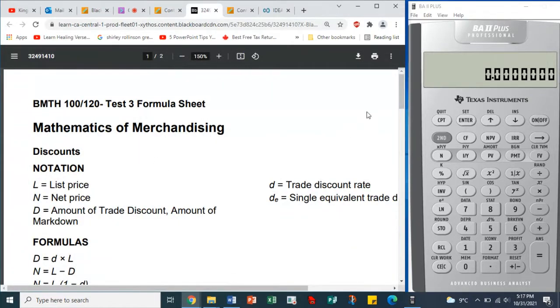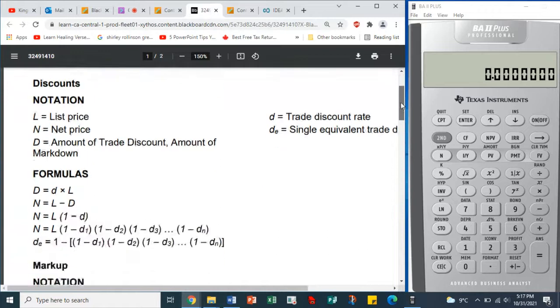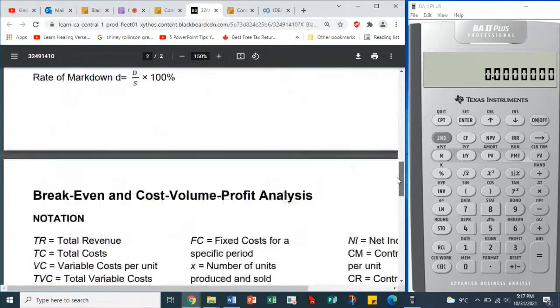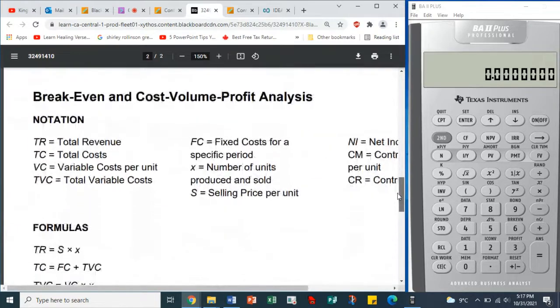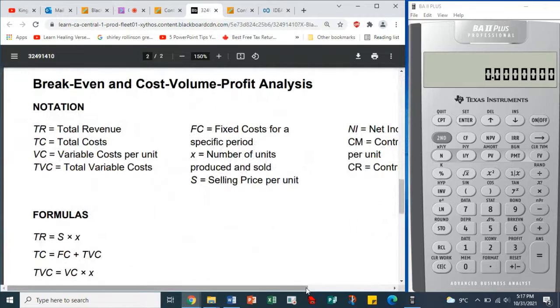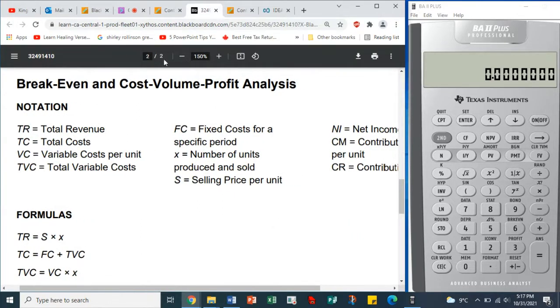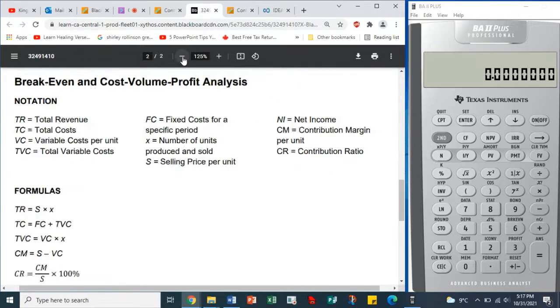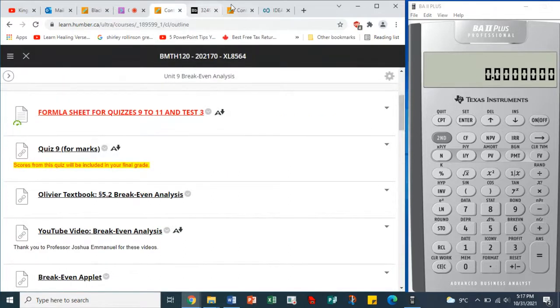Now it has 2 pages. Page 2 is what we'll be using right here, this break even and cost profit analysis. If you want to see it all at once, then you can reduce it, and there we are. So that is where we will start. Let's go to the questions.